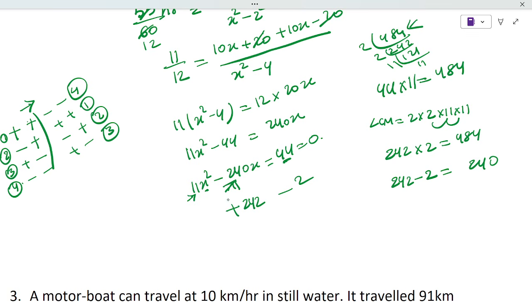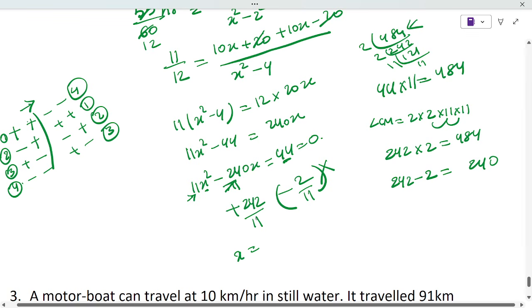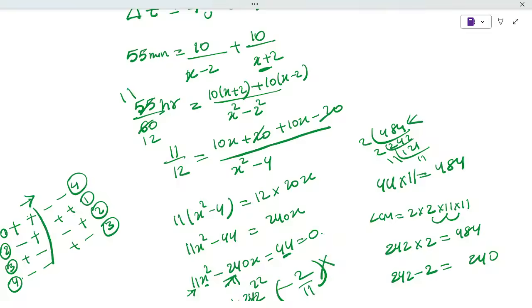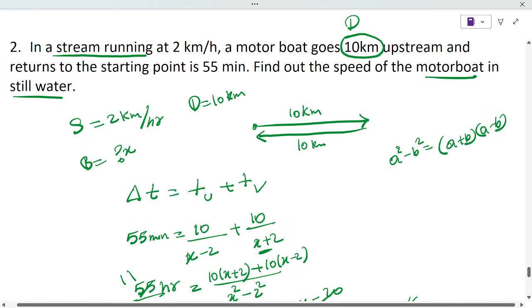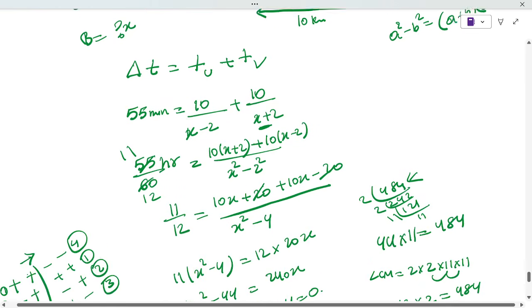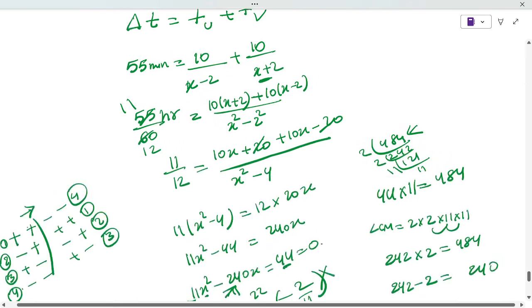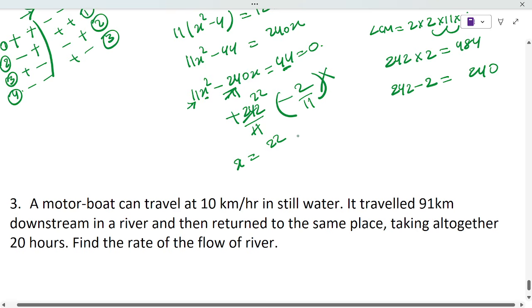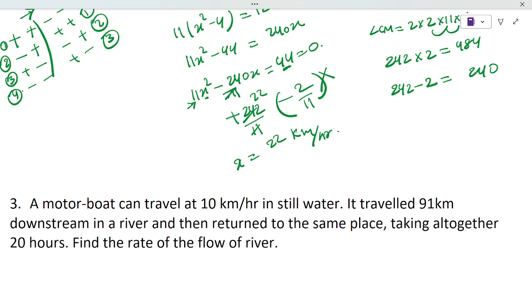Now this is not the end. We divide by the coefficient of x squared, so divide by 11 and divide by 11. But this is rejected, since speed or distance we don't record in terms of minus. So x is equal to 22. So that's the answer. They are asking us to find the speed of the motorboat. So speed of the motorboat, we took it as x. So it is 22 kilometer per hour.